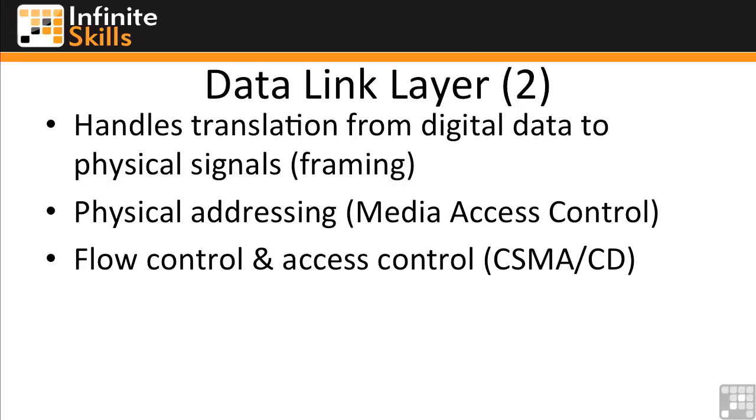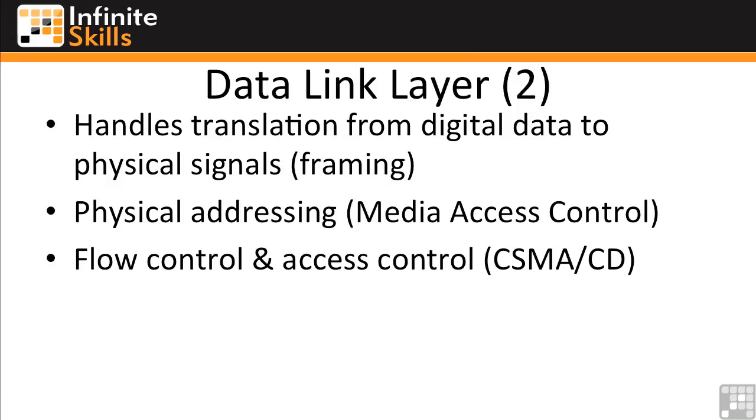Now, the data link layer is responsible for doing the translation from the digital data to physical signals. So it's got to do these frames in order to make sure that the messages are able to be sent across the physical medium. So it frames the messages out in a way that can be transmitted based on what the physical medium happens to be, whether it's fiber or whether it's coax or whether it's 4-pair wire.